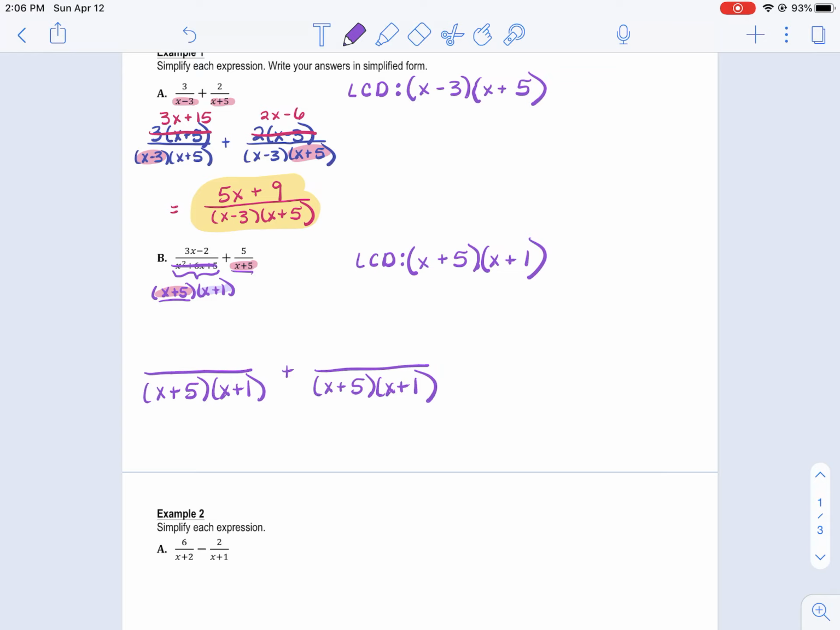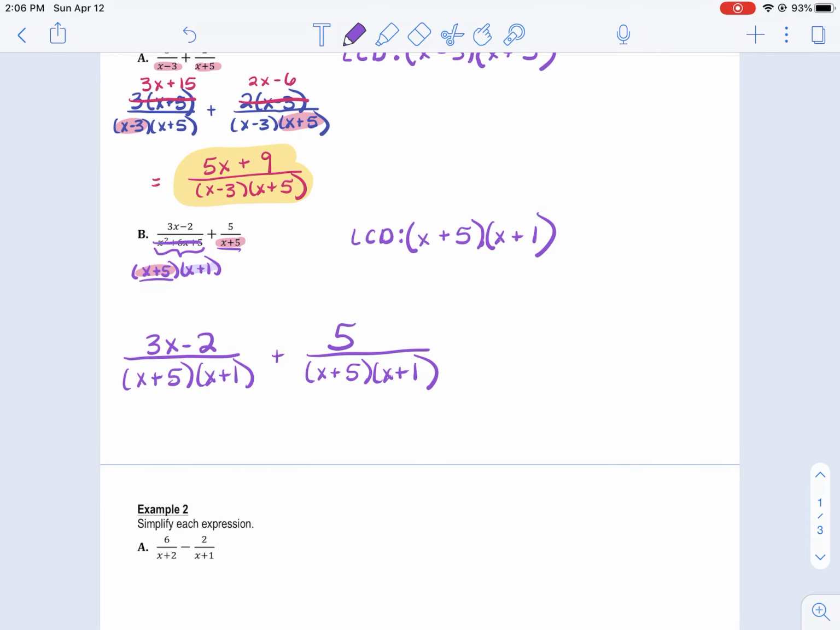All right, now notice that first, I'm going to put my numerators back on top, 3x minus 2 and 5. And notice that your first denominator, you didn't multiply by anything. You started with x plus 5 times x plus 1, and now you have x plus 5 and x plus 1. So you do not have to change the 3x minus 2.